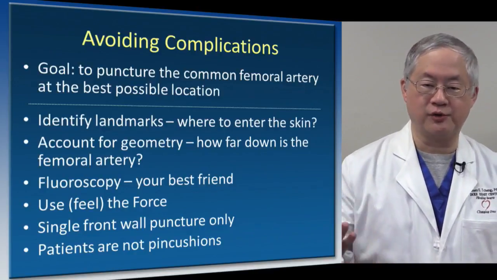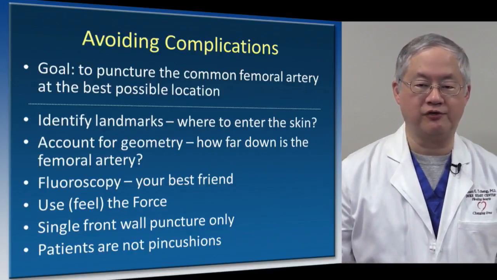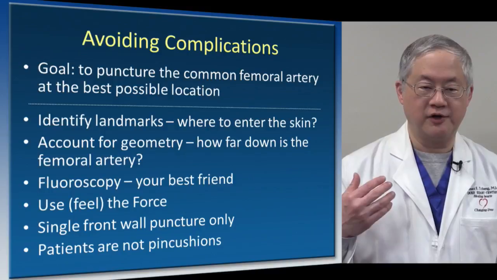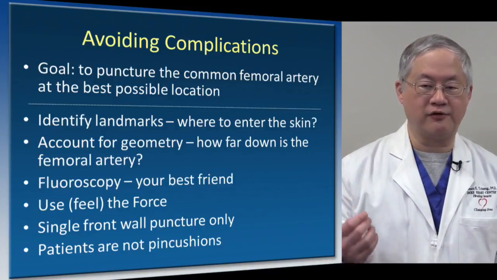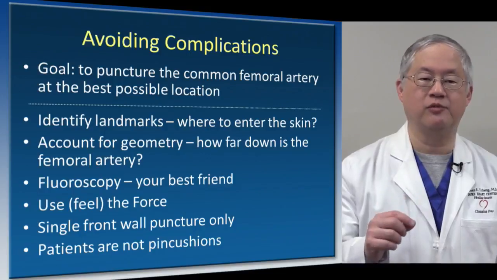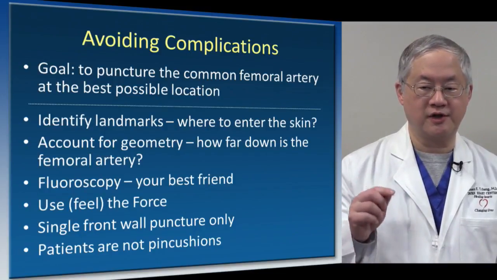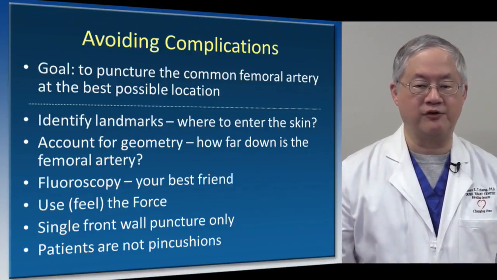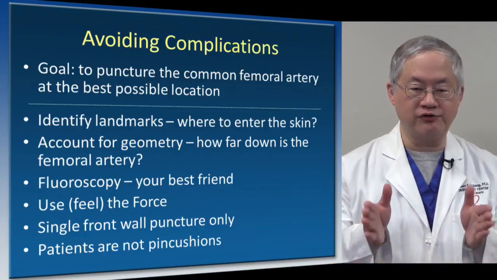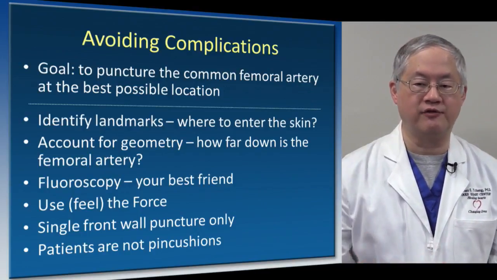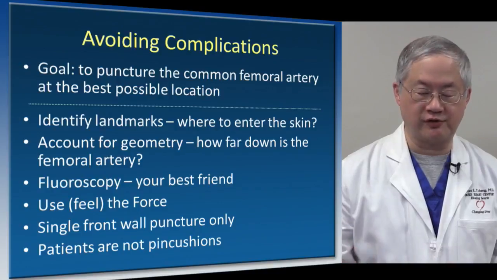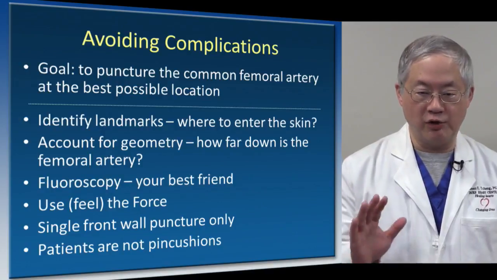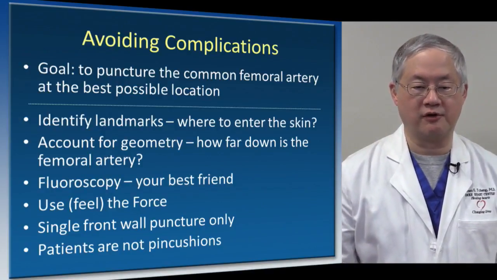So the rest of the talk is really about how to avoid complications. I'm going to assume that you know how to do the procedure. We'll go back through it again just to make sure. But the reality is the goal here is not just to get a catheter into a blood vessel, but to puncture the common femoral artery, or if you're doing venous access, the common femoral vein, at the best possible location. Parenthetically, most of my talk is about establishing access to the common femoral artery. I will mention in just a few slides where I think it's the best place to get into the common femoral vein, but most of my comments really are about the common femoral artery access.